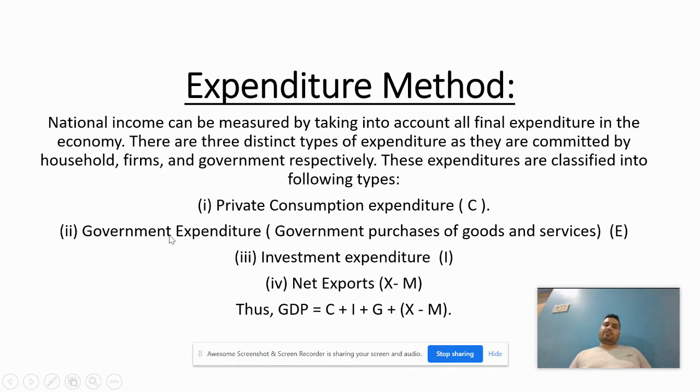Next is our expenditure method. National income can be measured by taking into account all final expenditure in the economy. There are three distinct types of expenditure, as they are committed by households, firms, and the government respectively. These expenditures are classified into the following types: private consumption expenditure, government purchase of goods and services, investment expenditure, and net exports, that is export minus import. Thus, GDP is equal to C plus I plus G plus X minus M.